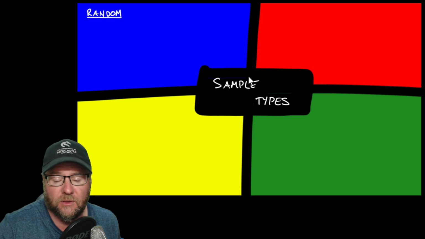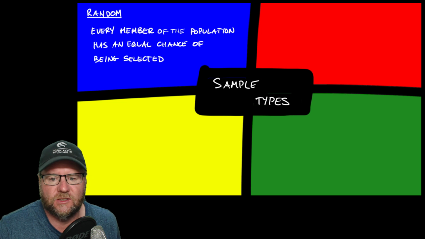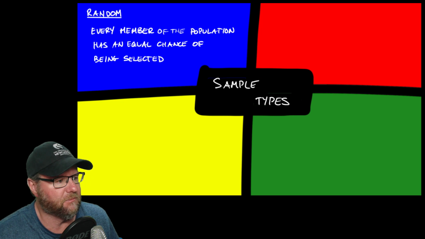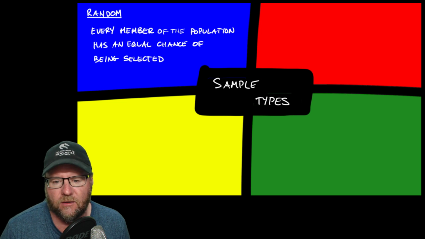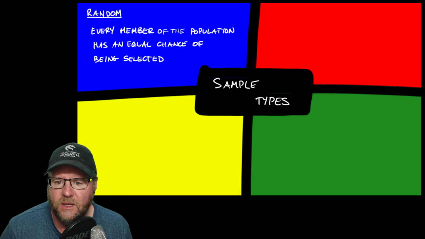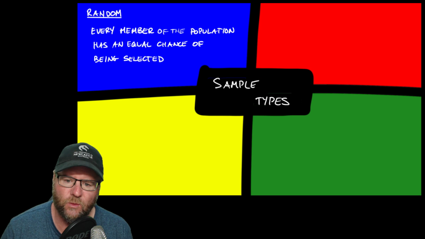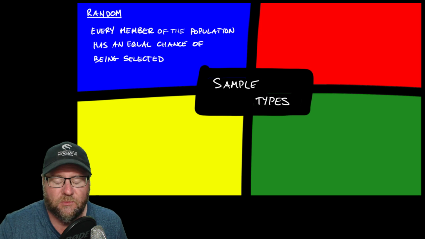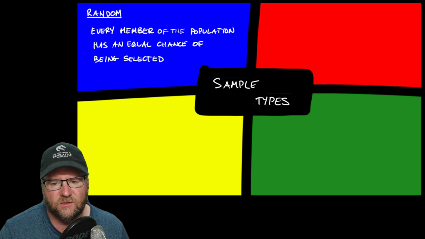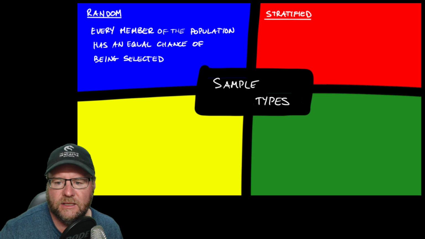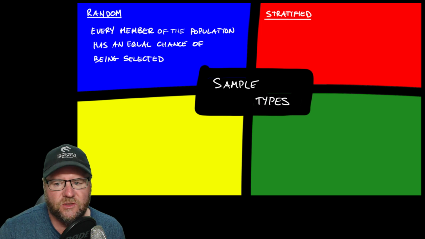The first one could just be completely random. I could just grab, I don't know, 20 people out of a whole school, for example. But in a random sample, every member of that population has an equal chance of being selected. Okay, completely equal. It's not sort of skewed towards one group. It's just completely random.